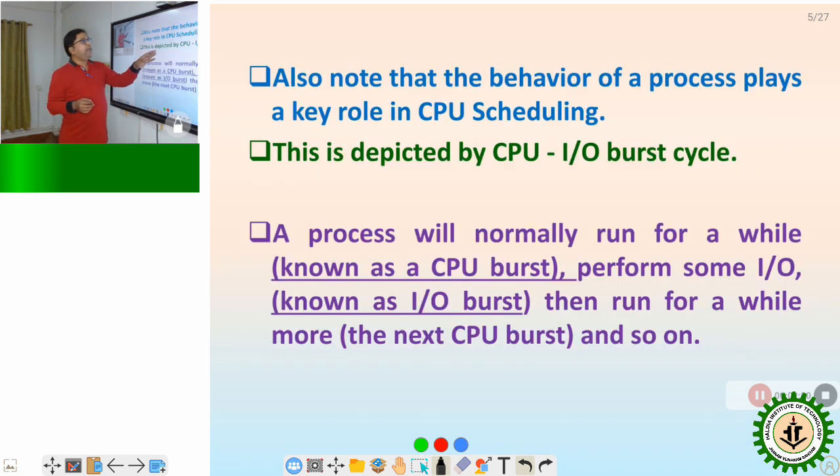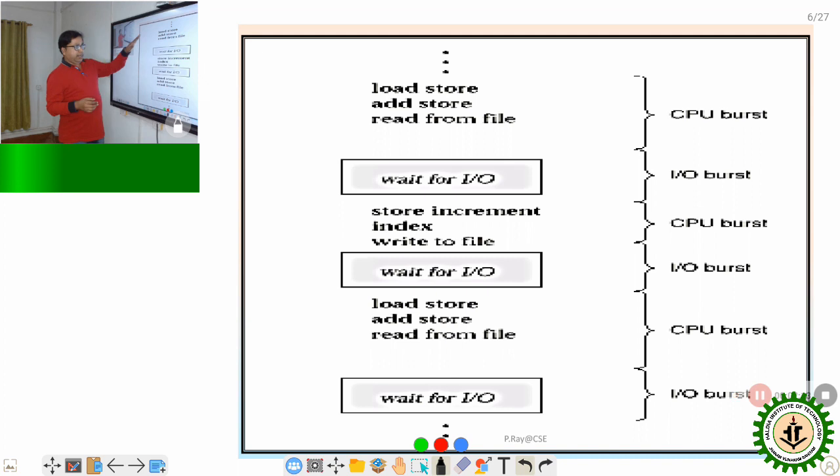Also note that the behavior of a process plays a key role in CPU scheduling. The behavior of a process is depicted by a CPU-IO burst cycle. What is that? Look at this diagram. Here you may observe there is a CPU burst, IO burst, CPU burst, IO burst. What does this mean? When a process is assigned to the CPU and executed, we call that particular thing a CPU burst.